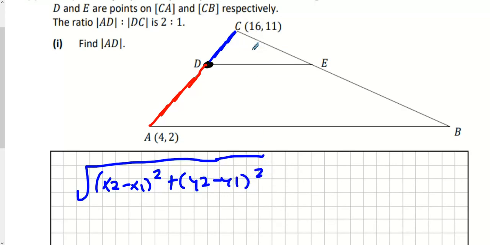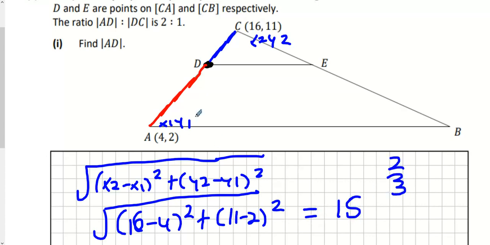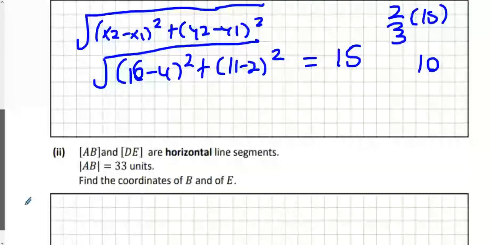So get the length of A to C, call you x2, y2, call you x1, y1. And what we're going to get is 16 take away 4 squared plus y2, which is 11 take away 2 squared. Going to be an answer 15. So it's going to equal 15. And then 2/3 of 15, because the red line is 2/3 of the total line of AC. 2 plus 1 is 3. 2/3 of 15, and that gives me 10. Happy days.